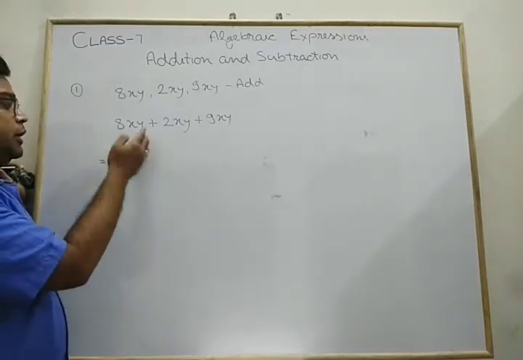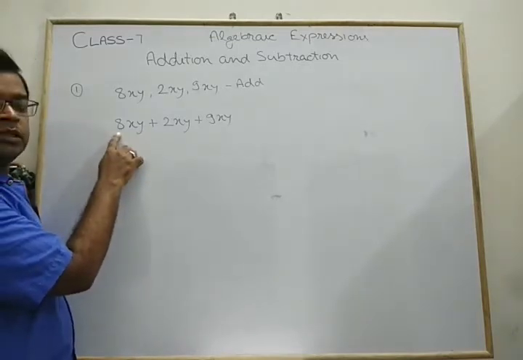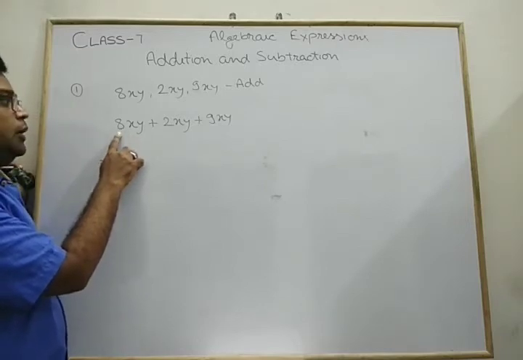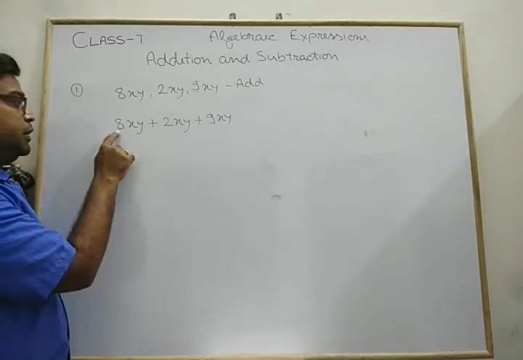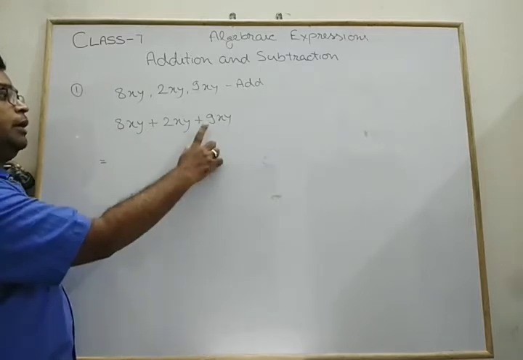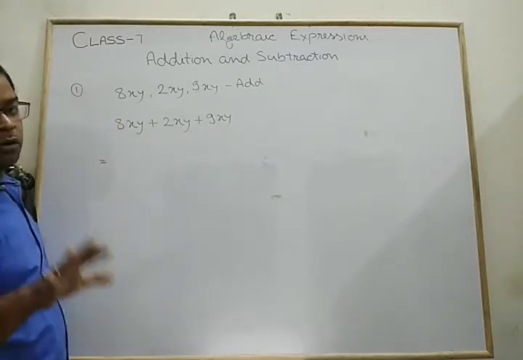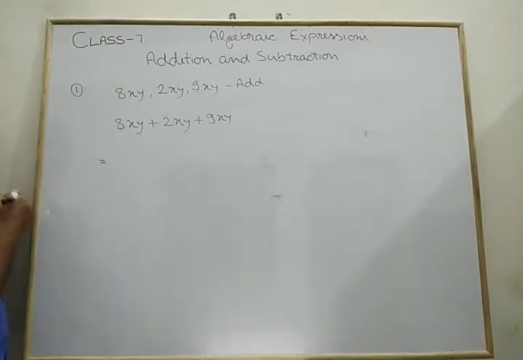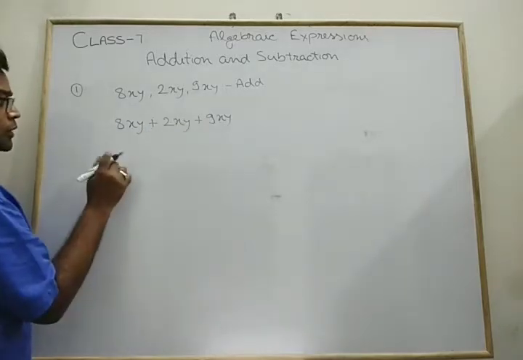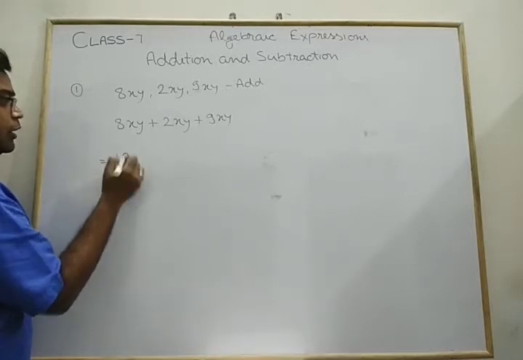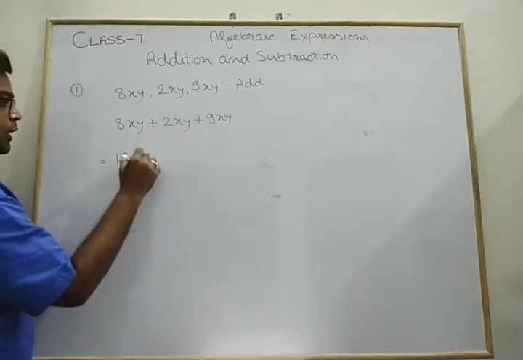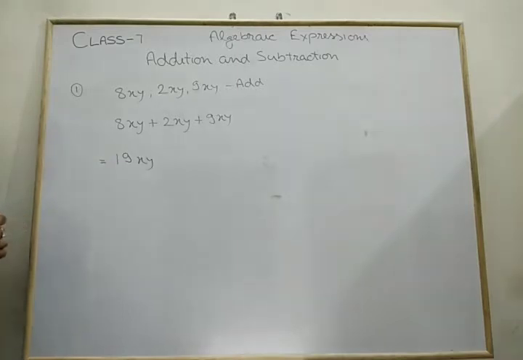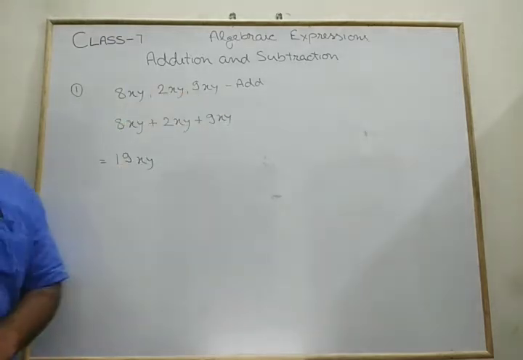But we must then come to the numeric coefficient part. In this case, what we are observing is plus 8, plus 2 and plus 9. It means we have to add all the numeric coefficients. So in this case, we add all the numeric coefficients. It's 19. The terms are like terms, so we can simply write xy. So this is your addition of monomial terms with the same sign.